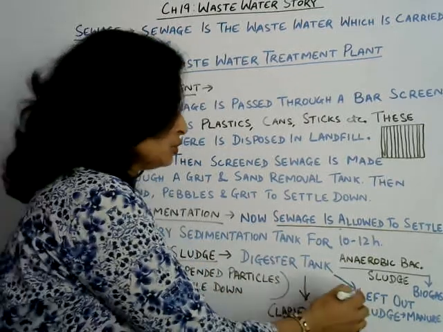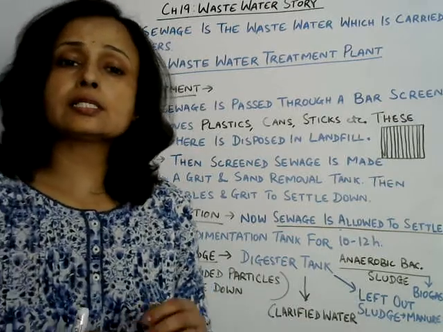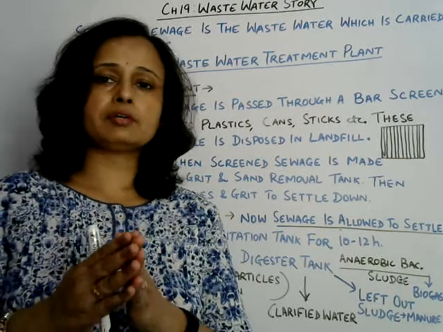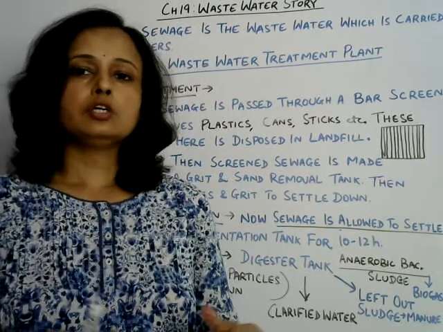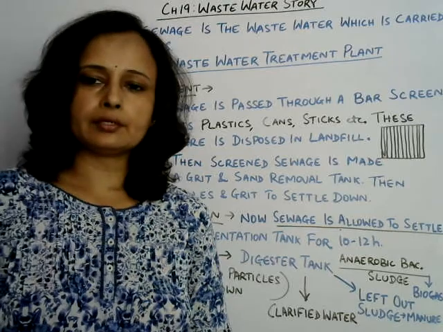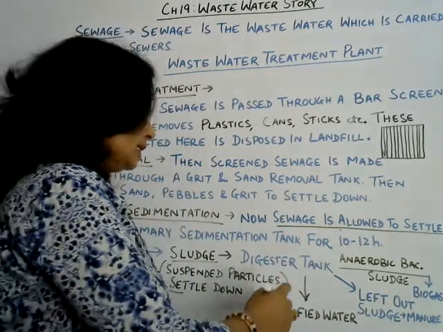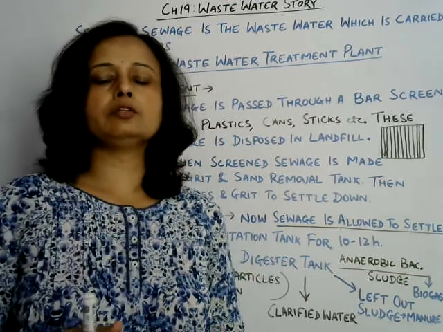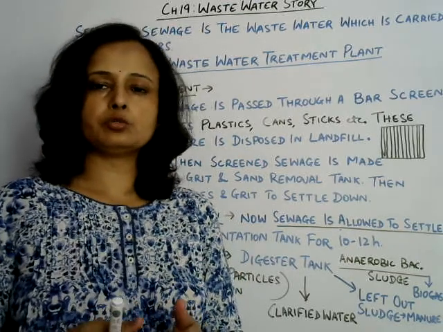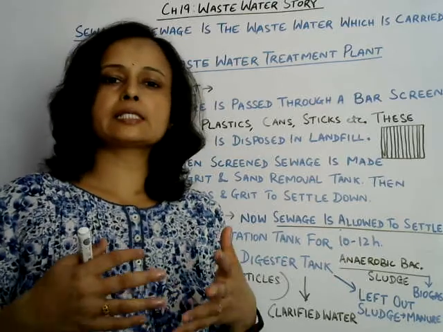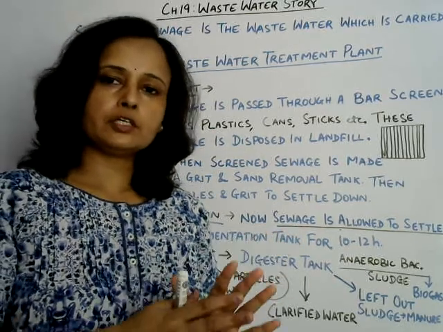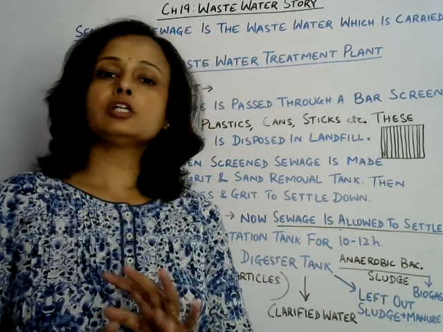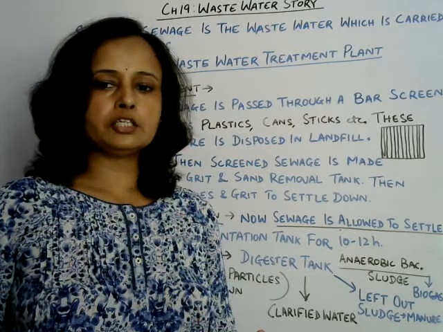Next one, the left out sludge. The left out sludge is allowed to dry out. Okay, and after drying, that left out sludge is used as manure for farming land. Okay, now the water that is left has some oil particles, some grease materials. Those can be removed by a skimmer. And then the water that is left out in that sewage is called clarified water, not pure water, but it is clarified water.